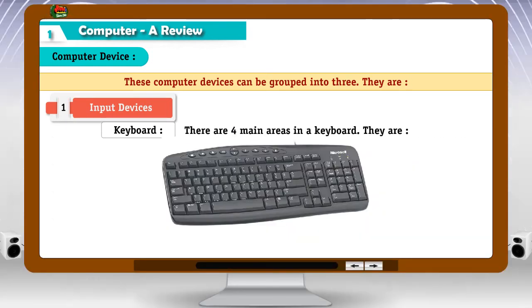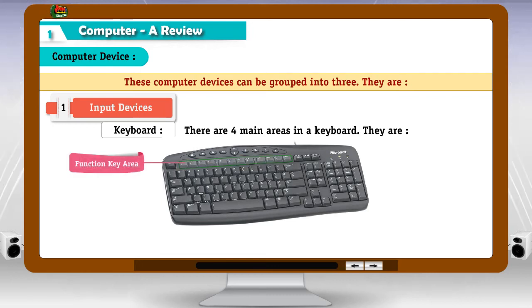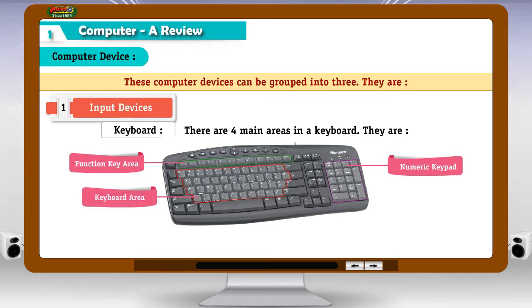There are four main areas in a keyboard. They are function key area, numeric keypad, keyboard area, cursor pad area.